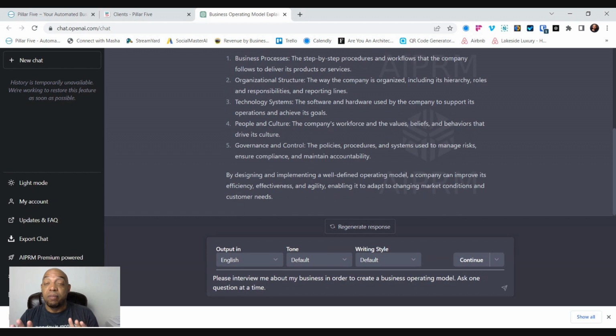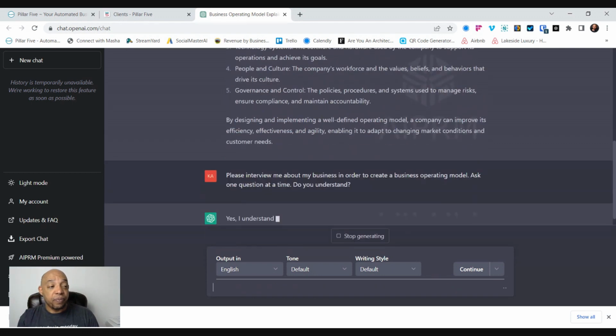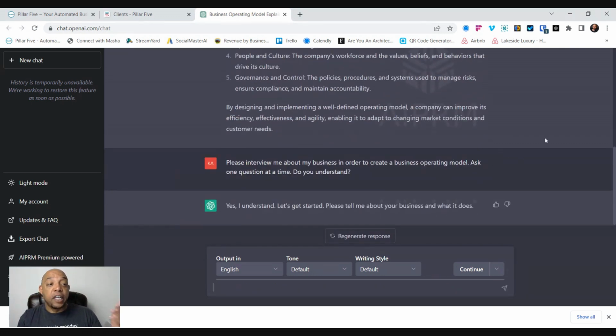Now, the last part that I'm going to do is make sure that it understands what I'm asking. So then I'm simply going to say, do you understand? Yes, I understand. Let's get started. Tell me about your business and what it does. There you go. It's starting. So it's going to keep going down these prompts. Let's go down this. I'm going to actually use my business, and we're going to walk through this really quick. So tell me about your business and what it does.